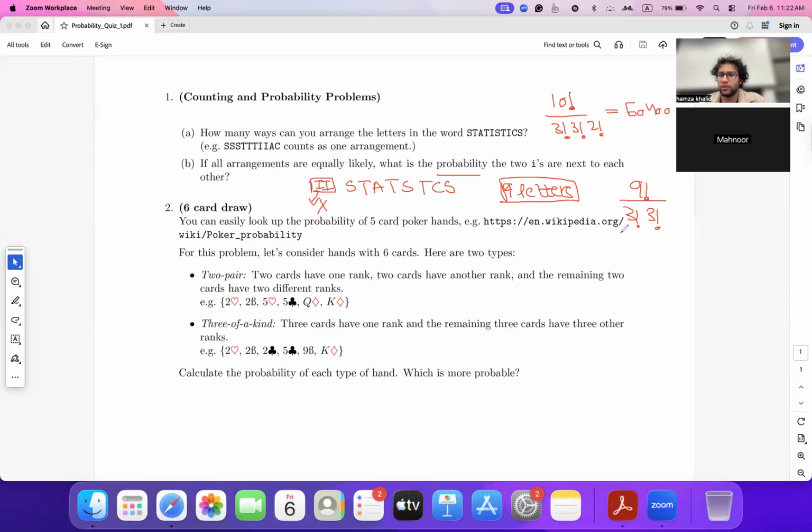So, and then you divide. So this is the number of ways you get i's next to each other, and then you divide it by the total possible arrangements, which are these, right? 50400. So 9 factorial divided by 3 factorial. 1 by 5.